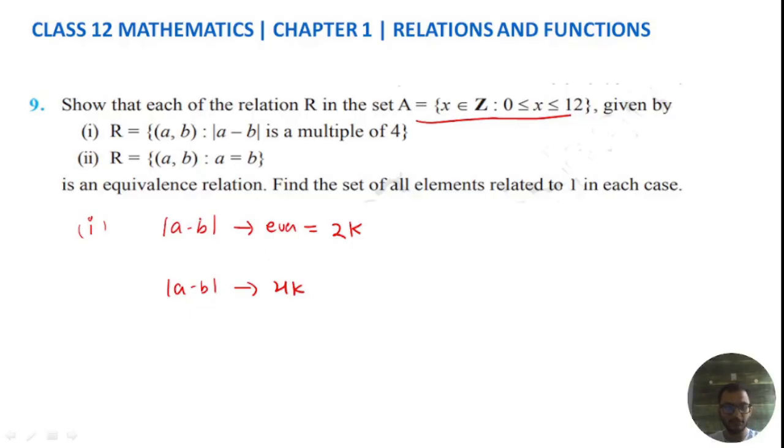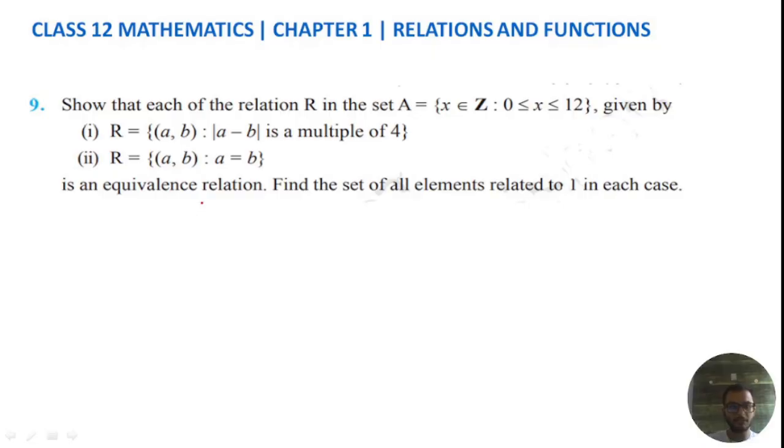So I will do the second one. What is the second one saying? That R has pairs a comma b such that a equals b, and we have to show this is an equivalence relation and find the set of all elements related to 1 in each case. Okay, so let's first show that it is an equivalence relation.